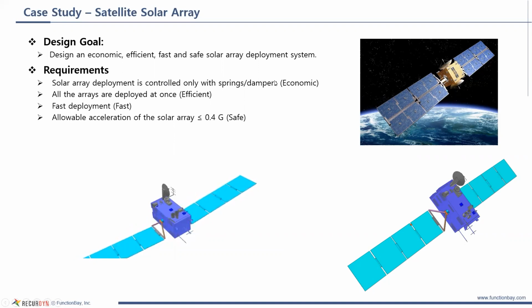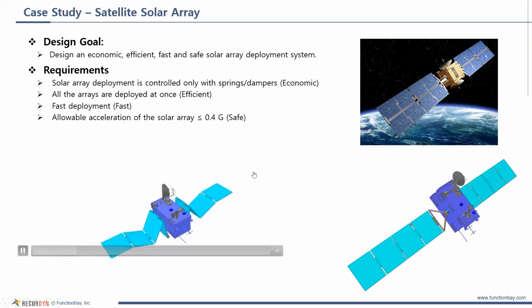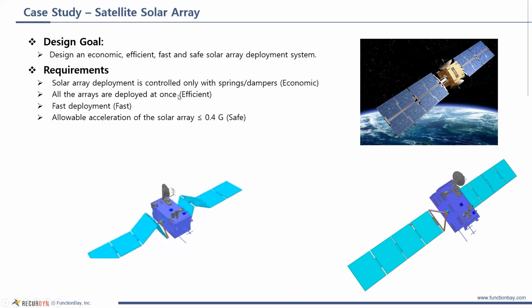So that satisfies the economic requirement. All the arrays are deployed at once, so it's just a one-step deployment to make it efficient. And then we also want the deployment to happen quickly, but we also want it to be a safe deployment where the acceleration of any of the solar panels has to be less than or equal to 0.4 Gs.